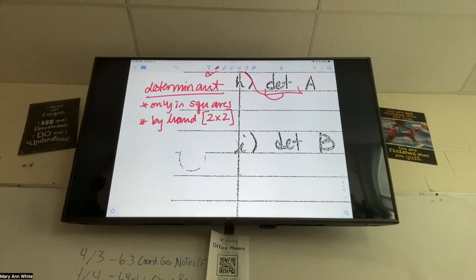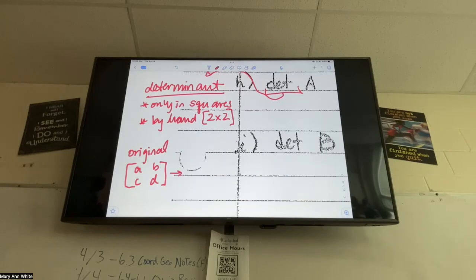I think a 3x3 by hand is pretty easy. I may show you that, but I'm not going to necessarily test you on that eventually. Okay, so determinant, just like we did before, I'm going to give you your original matrix, so we're going to go A, B, C, D again. We get the determinant, which is a real number, a whole number, it's not a matrix, it's a number. We get the determinant by doing A times D minus B times C.